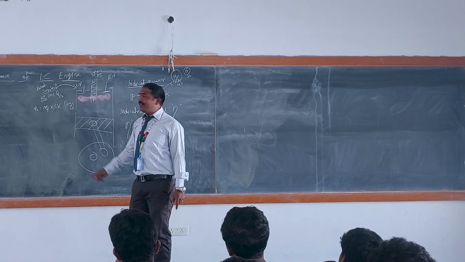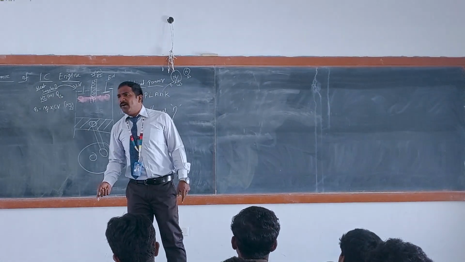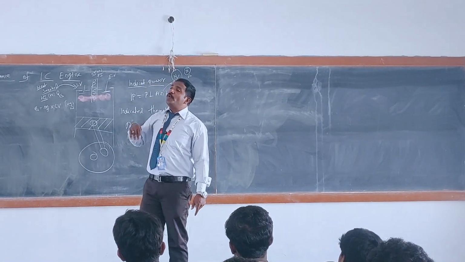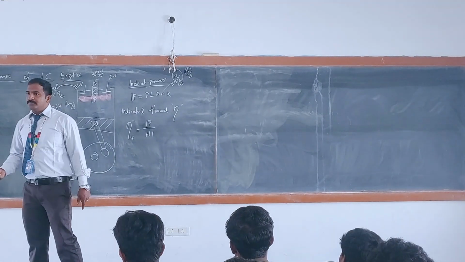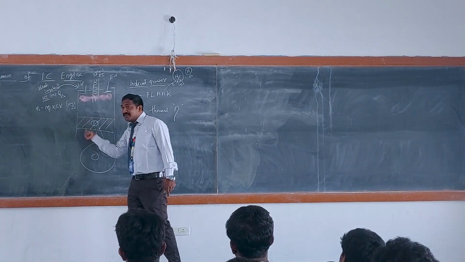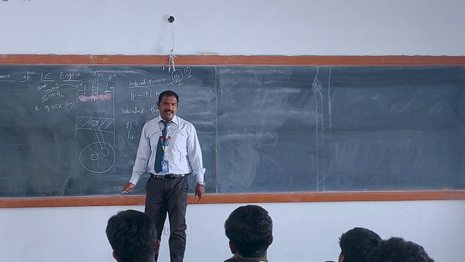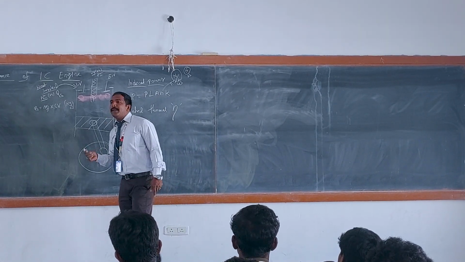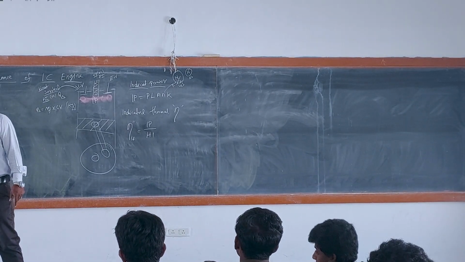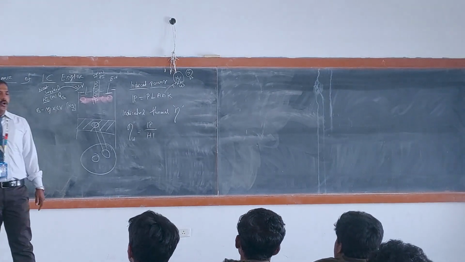The next one, input is over. What is the output here? Power is the output. Where do we get the power from the engine? From the crankshaft. So this power is called brake power. The power produced at the crankshaft is called brake power.